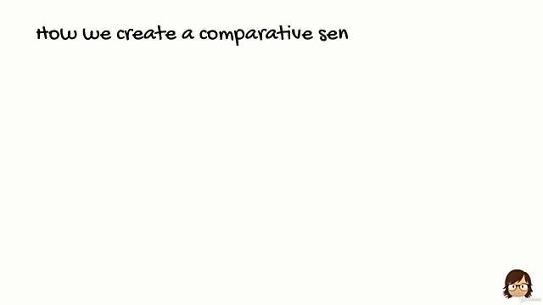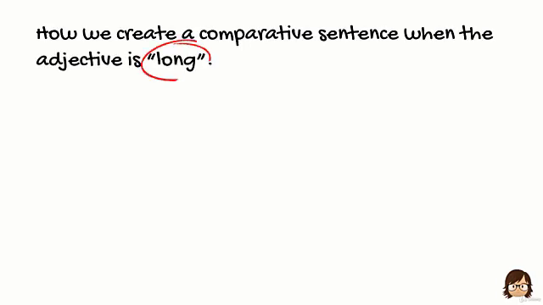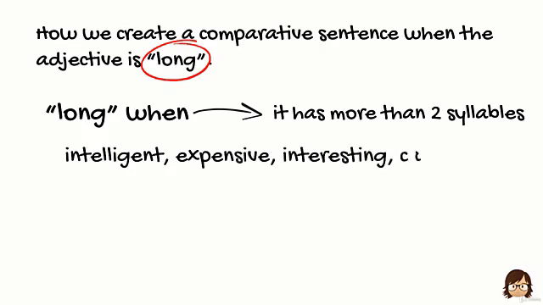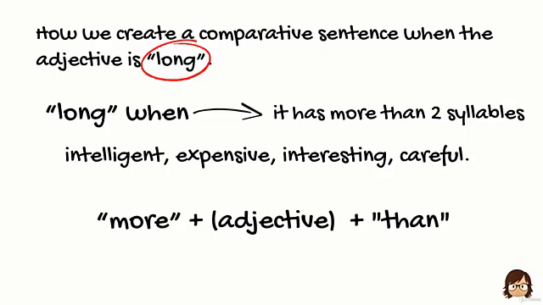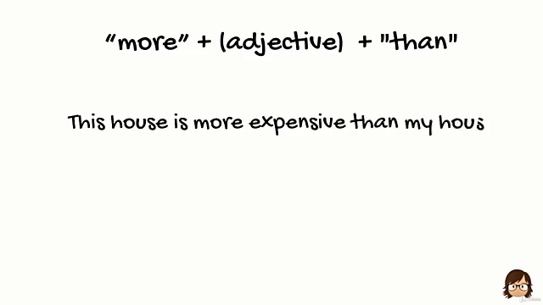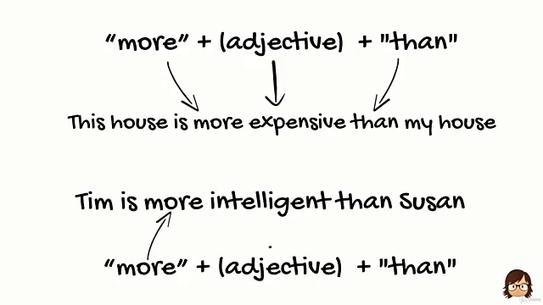Let's see how we create a comparative sentence when the adjective is long. We say an adjective is long when it has more than two syllables, like intelligent, expensive, interesting, or careful. Then we create a comparative sentence by adding more before the adjective and then than after the adjective. Look at the examples. This house is more expensive than my house. Tim is more intelligent than Susan.